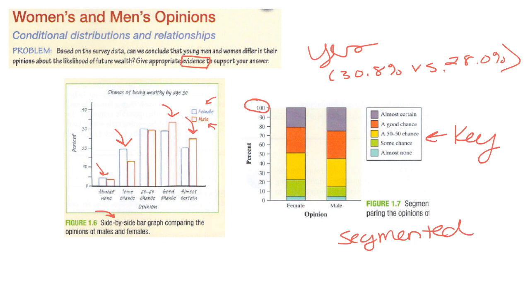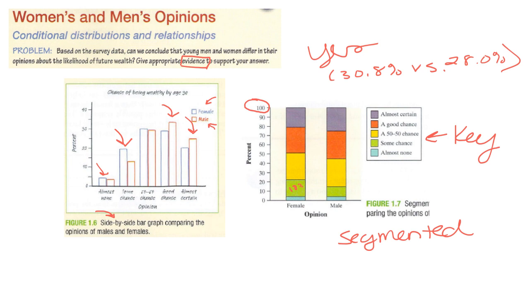For instance, with females, the percentage that was almost none is 4.1%, and then the percent that is some chance is 18%. So on our scale this is actually running from 4 to about 22, but this whole block is worth 18%. We would keep going up our segmented bar graph like that, so we could use that one as well.